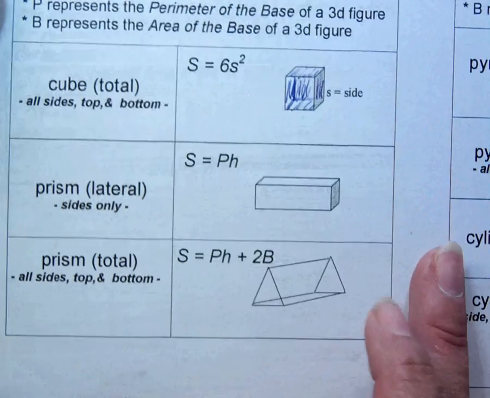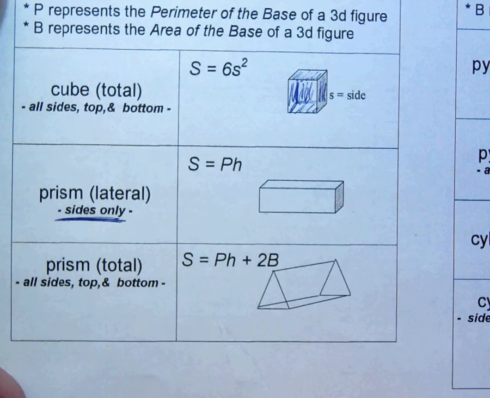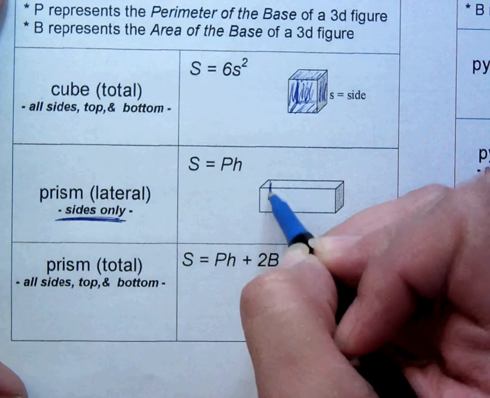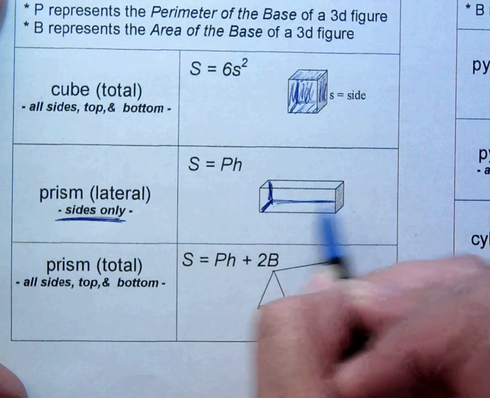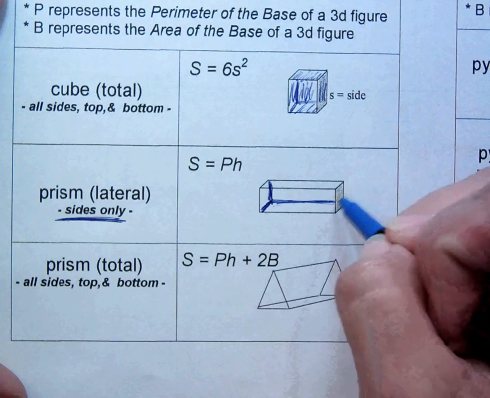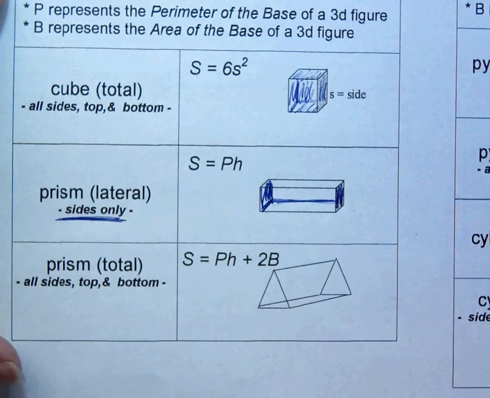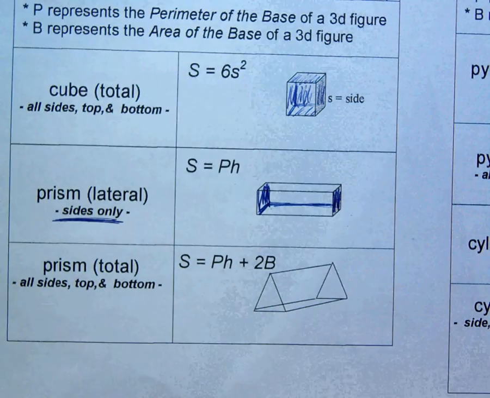In this case over here we're talking lateral, which means sides only, which means you do not include the bases. The two shapes that are the same are your bases. That's what gives a prism the actual name. So right here, these two are your bases. However, when it says lateral, sides only, the way I like to remember that is a ladder.